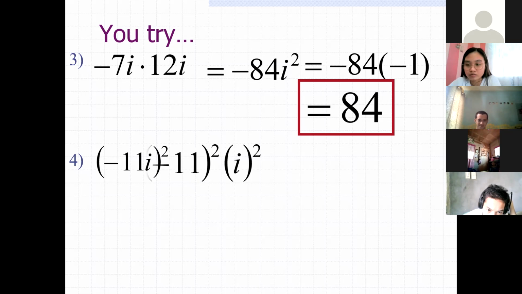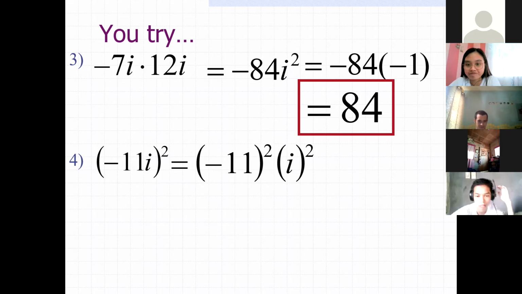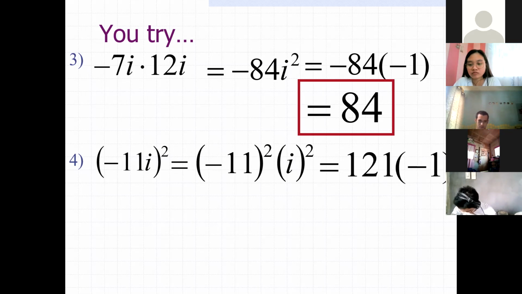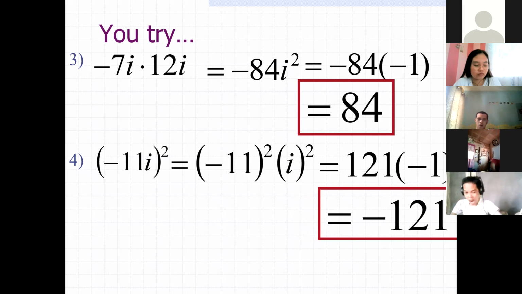So let's show the solution then. Negative 11 squared is positive 121, but i squared is negative 1. So therefore, the answer is negative 121.